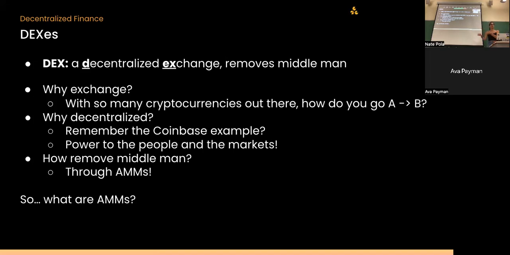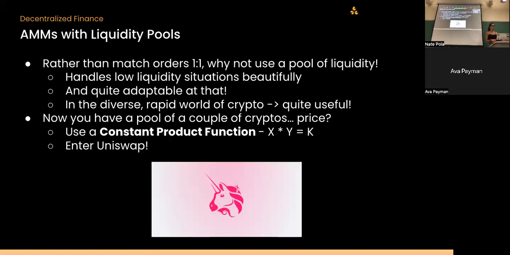We want a decentralized exchange because we want to give power to the people in the markets. The whole ideology behind blockchain is decentralization, and we want to maintain that when we're transacting. So how do we actually remove the middleman? We do that through AMMs. A DEX is just an umbrella term for a decentralized exchange. Decentralized exchanges are powered by AMMs, which are automated market makers that use liquidity pools to make sure that the exchanges happening are always decentralized.